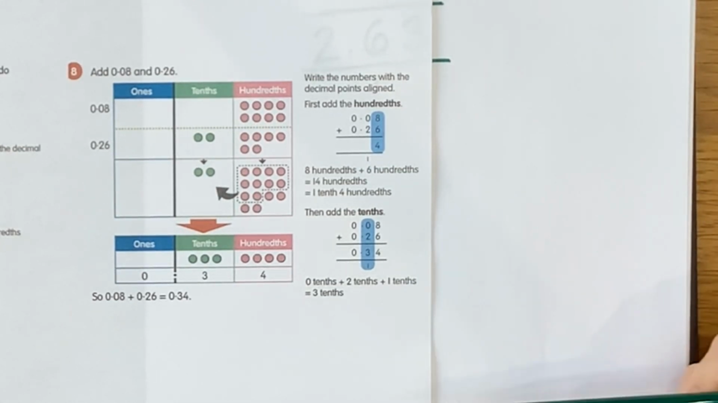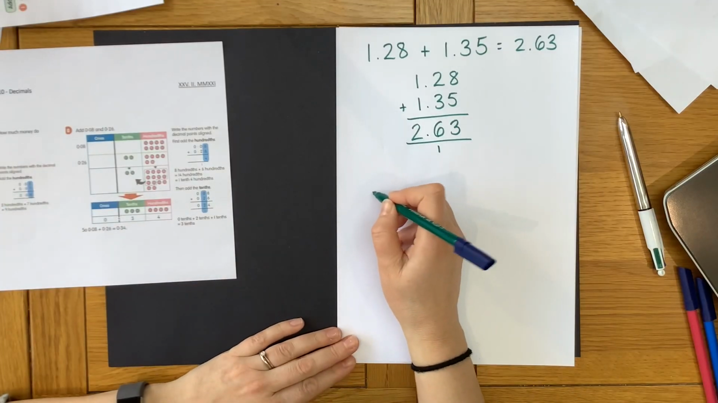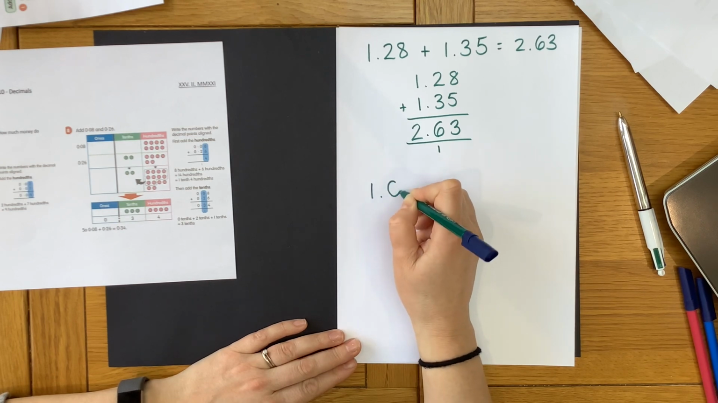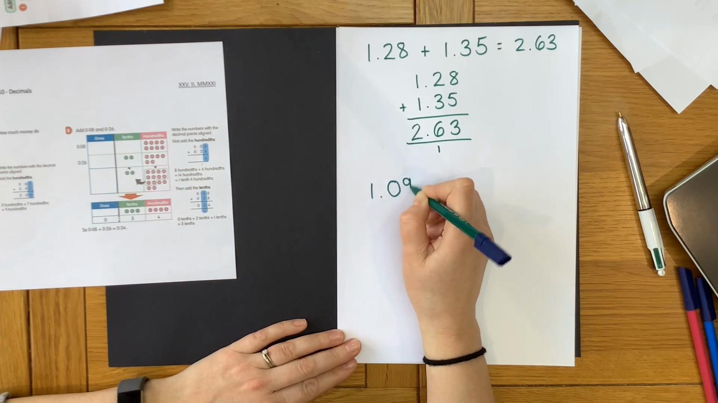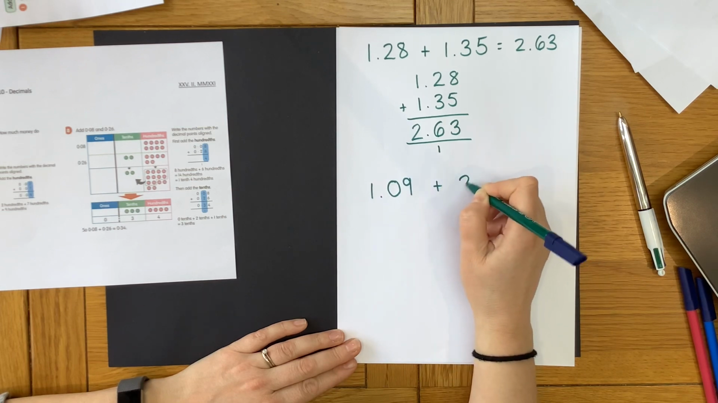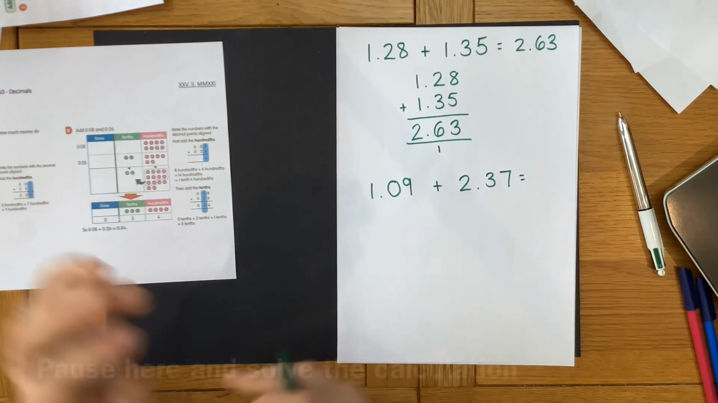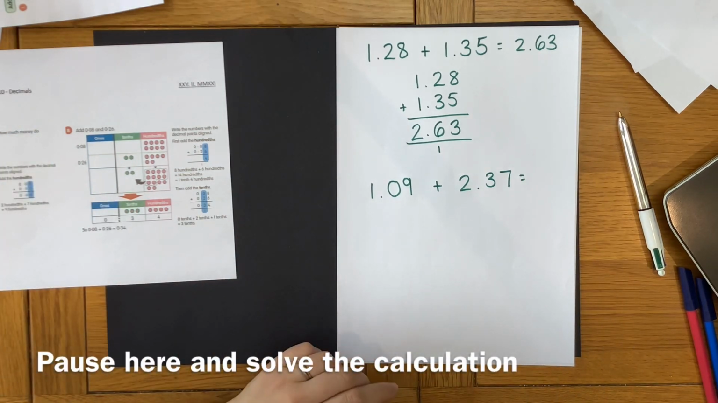So, I want you to have a go at one now then with 1 exchange. So could you have a go at 1.09, add 2.37, please. Have a go at that and then unpause for your answer.